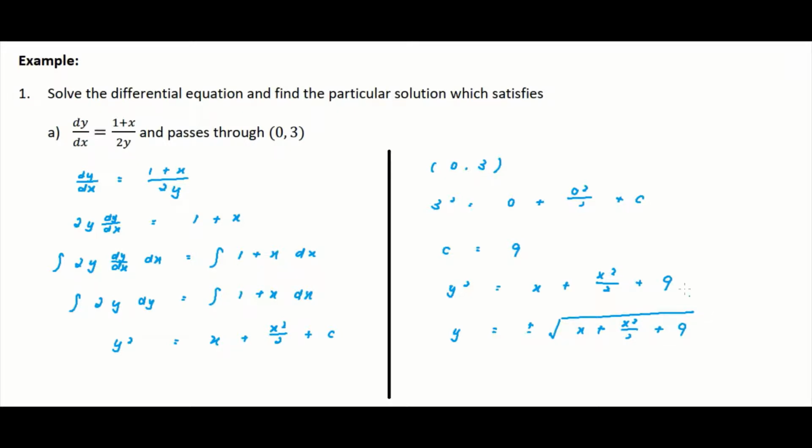Okay, so move on to b. b: dy/dx equals 2y and passes through (0, 3). Okay, so same thing. You can write down first dy/dx equals 2y. So we move the y over to be together with dy/dx. So you have 1 over y dy/dx equals 2. Okay, so you might ask, can I actually move this over and get 1 over 2y dy/dx equals 1? Yes, you can. After you complete the working, you will get exactly the same solution.